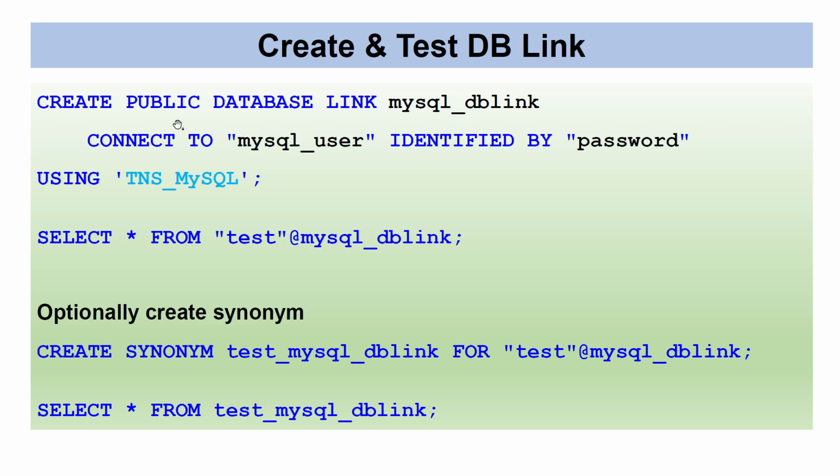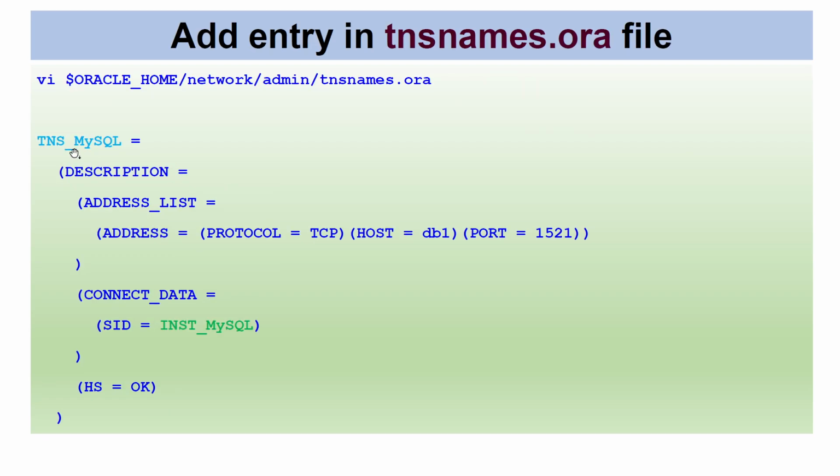To create the DB link, you can either create a public database link or a private database link based on your requirement. Here I have given you an example of a public database link. This is the create public database link statement, and this is the name of your choice, whatever name you want to give. This is the user who has access on the remote MySQL database. This is the password of this particular user, and this TNS underscore MySQL is the TNS entry that we created in tnsnames.ora.